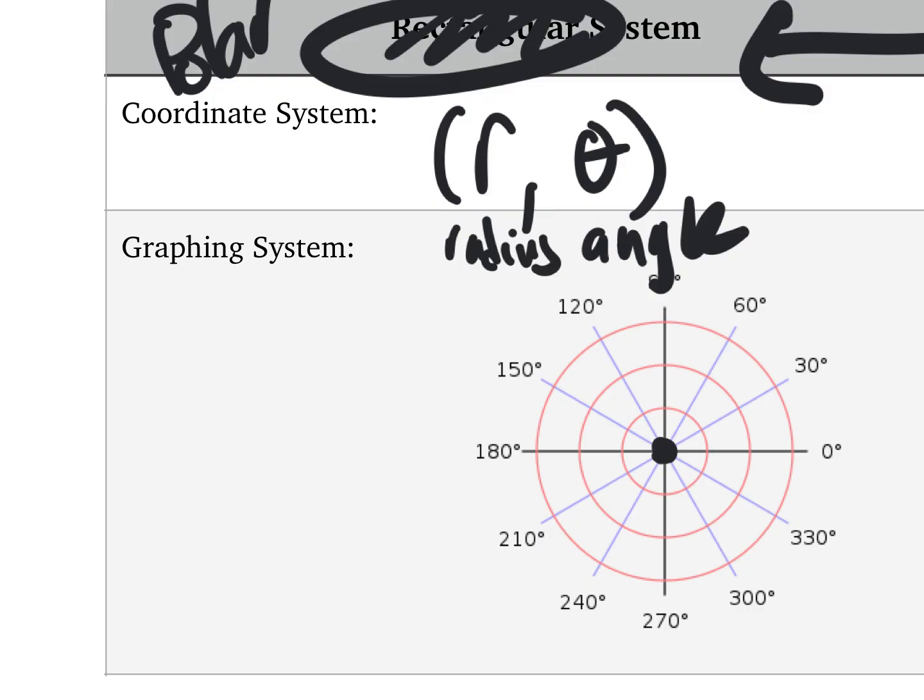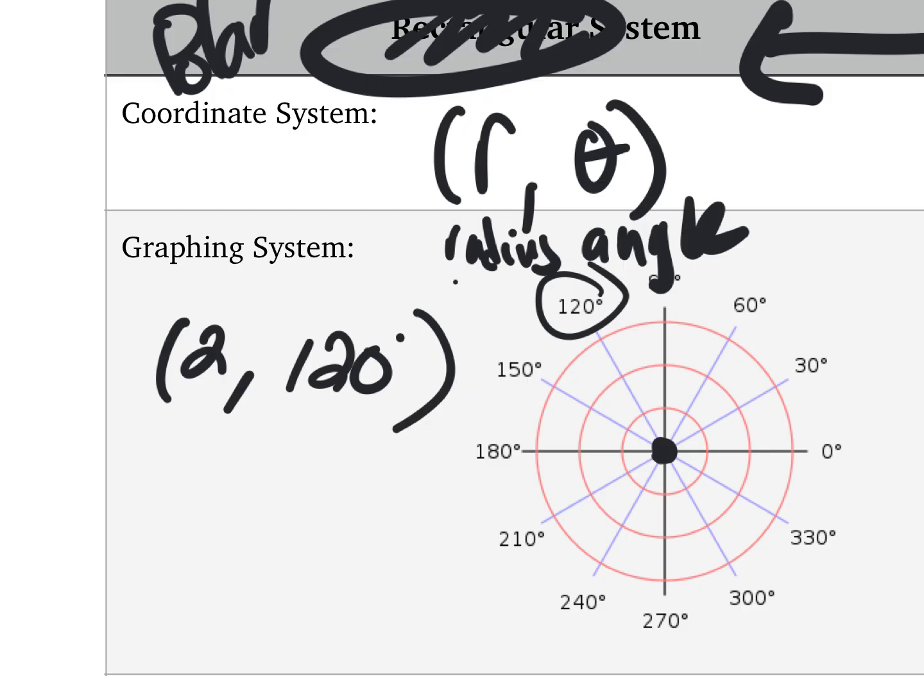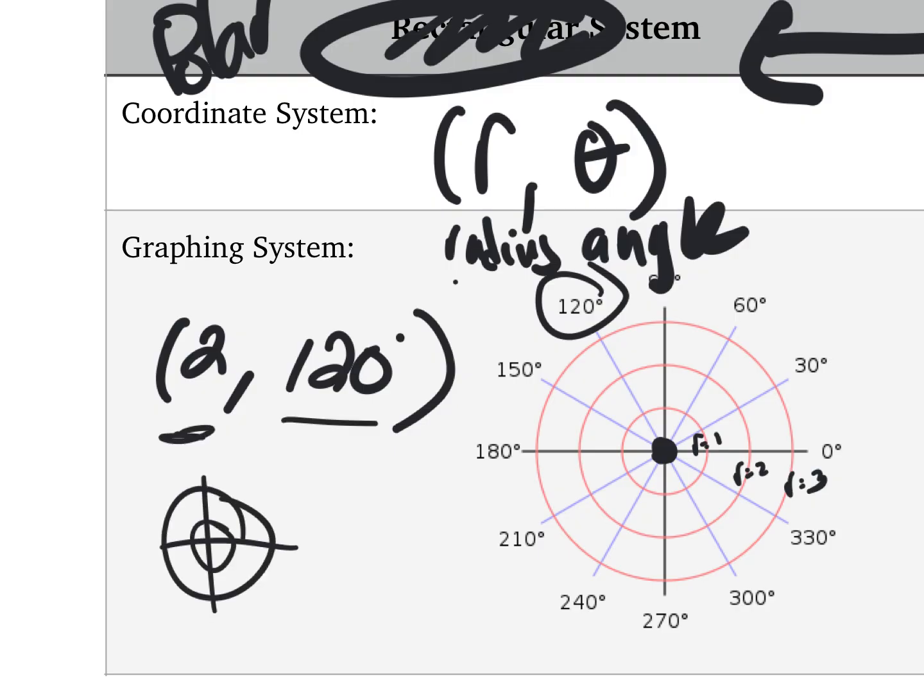So if I was to graph something like the coordinate 2, 120 degrees, what we want to first think about is where the 120 degree mark is. We can see that right here. And each of these red rings around represents a radius. So this is radius 1, this is radius 2, radius 3. So I basically think of it this way: I want to be on the second radius ring of my system, and from the standard position, rotate 120 degrees. So right here is the coordinate 2, 120 degrees.